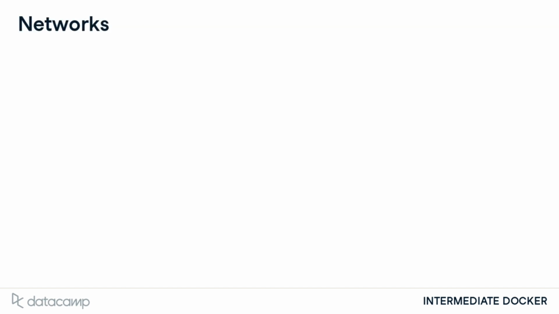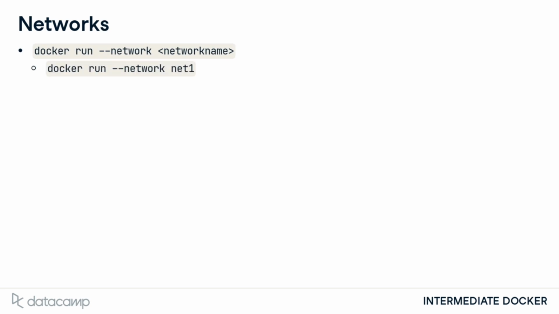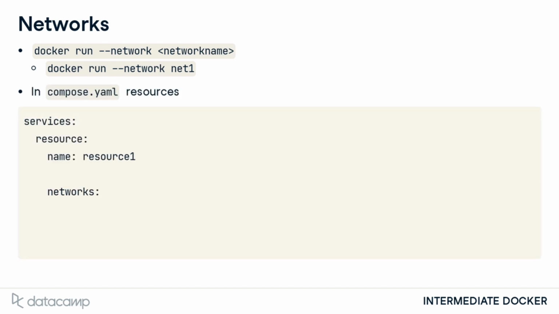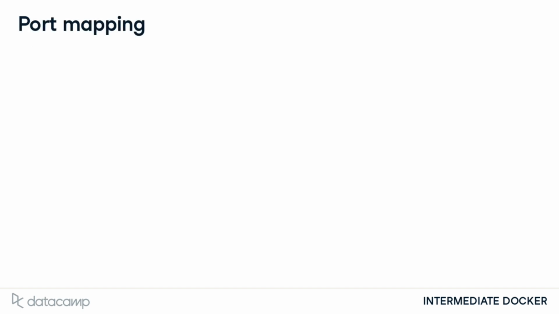As a reminder about adding containers to specific networks, we can use the --network flag with the name of the network. For example, we can use docker run --network net1 to connect a container to the net1 network. We can also define a network section in compose.yaml files under a resource. The name of a network is added as a section with other config options available, such as assigning a specific IP address.